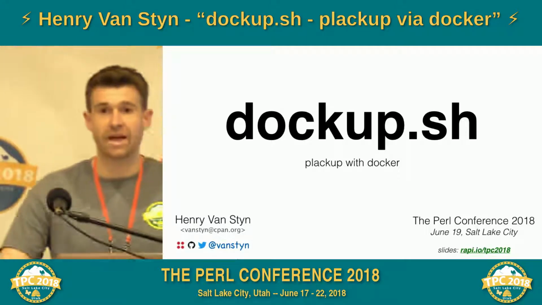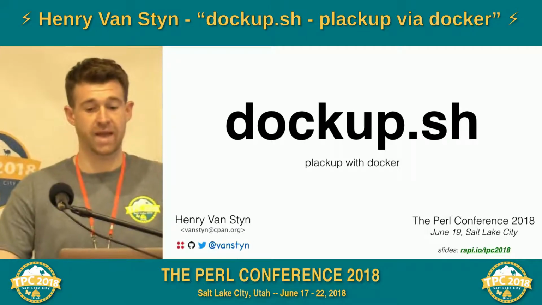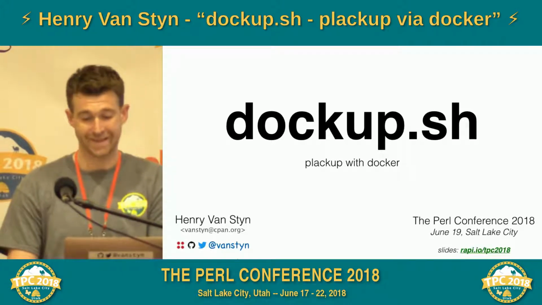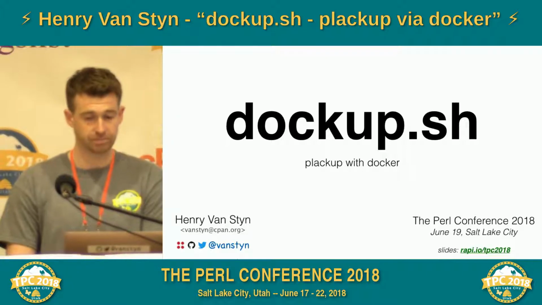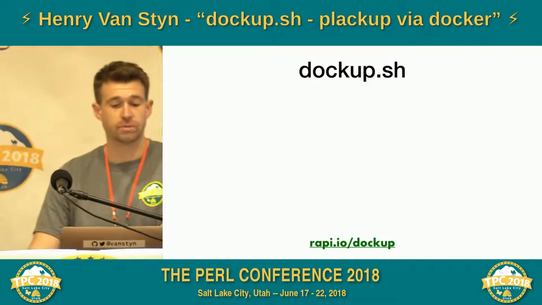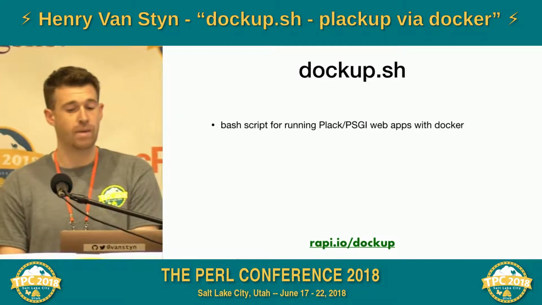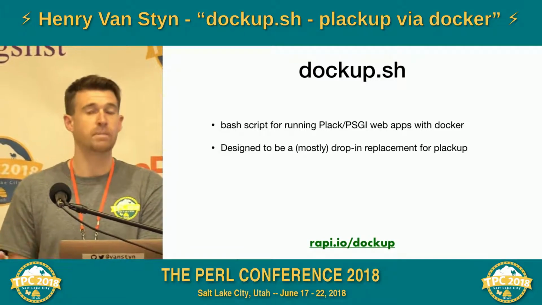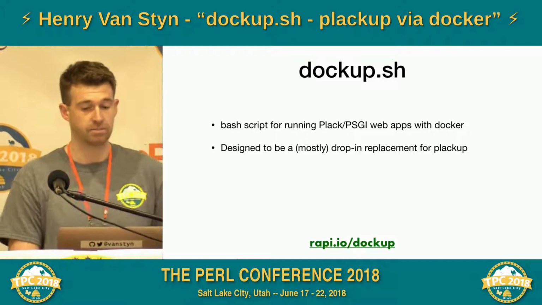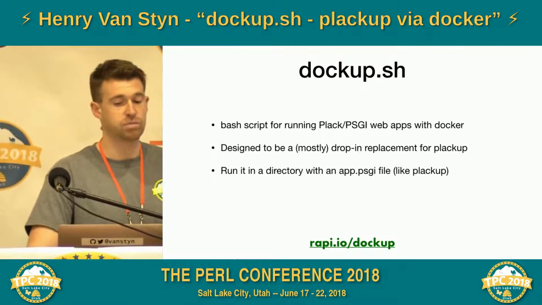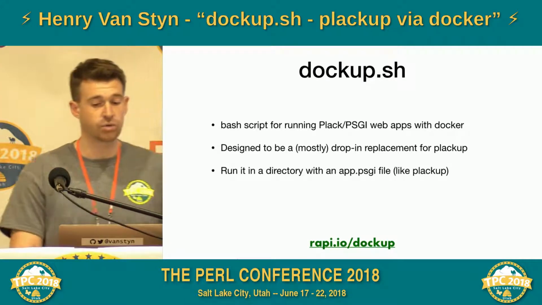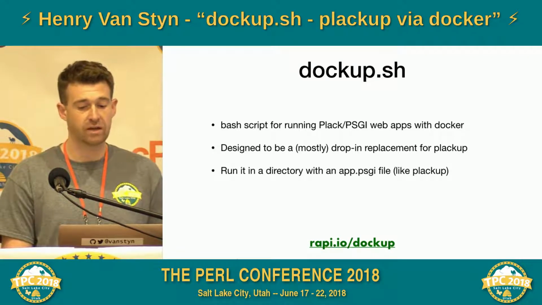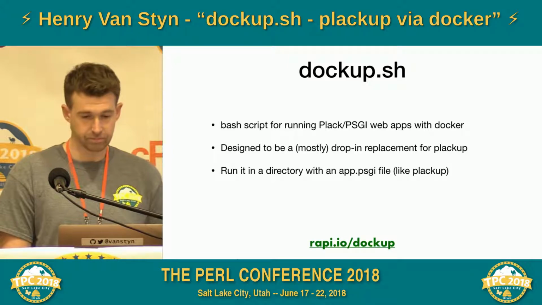Some of you may know me as the Rapid App guy, but today I'm going to be talking about a simpler, more general purpose tool that I wrote called dockup.sh. This is a bash script for running Plack PSGI web apps with Docker. It's designed as a mostly drop-in replacement for plackup, which means that just like with plackup, you run it in a directory that contains a valid Plack app, which means an app.psgi file. It will start the app.